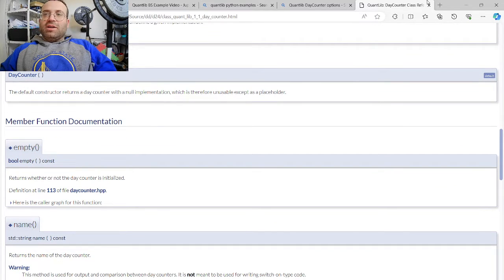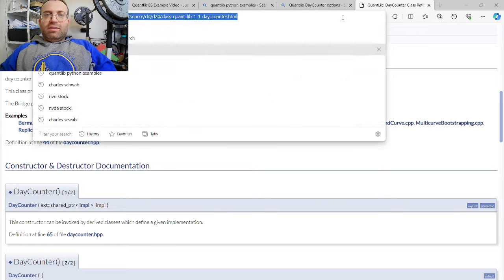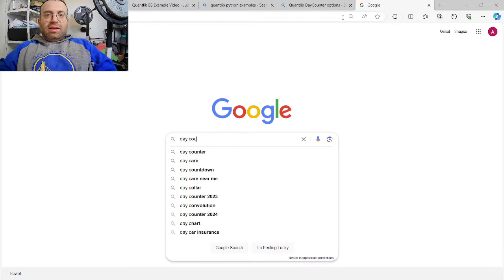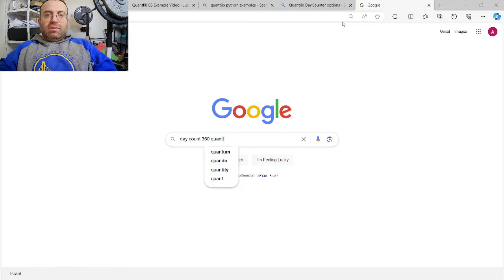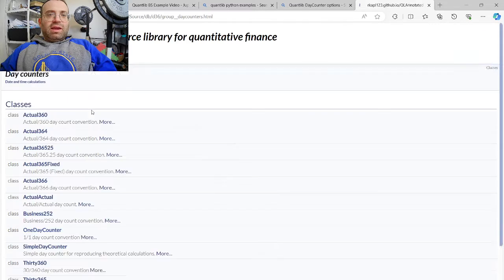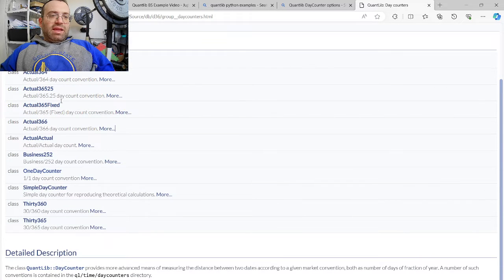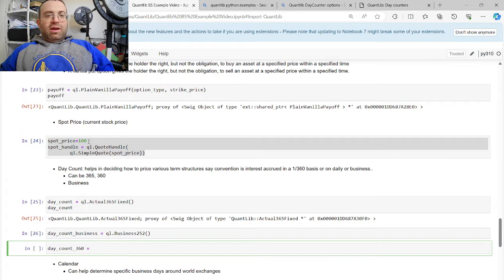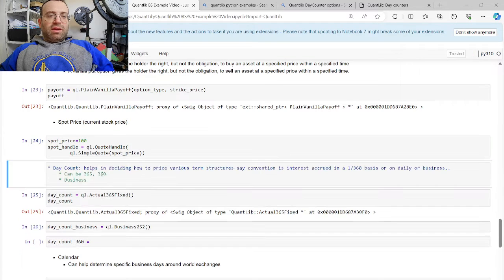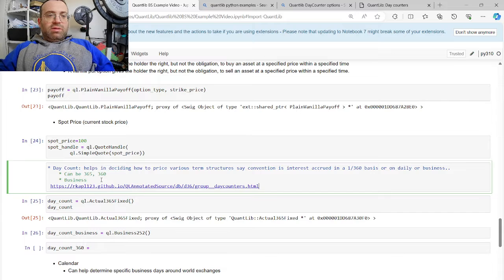Sorry, I lost my train of thought. I had an example of this. Maybe I'll search Day count 360 QuantLib day count, maybe this. There we go. So actual 360. So these are examples of some day counters they have. You should read more of the documentation, but let me just write this here. Okay. So this is a day counter.